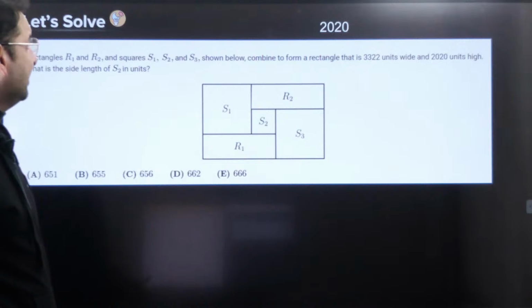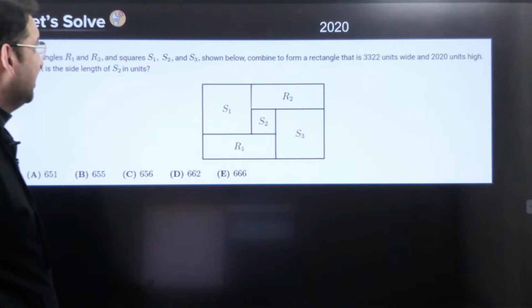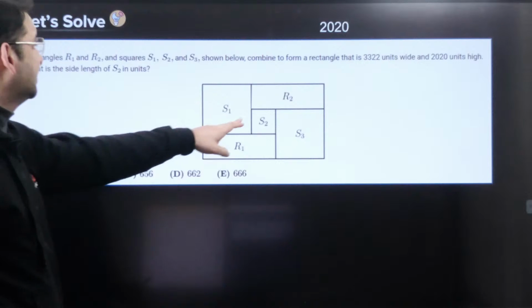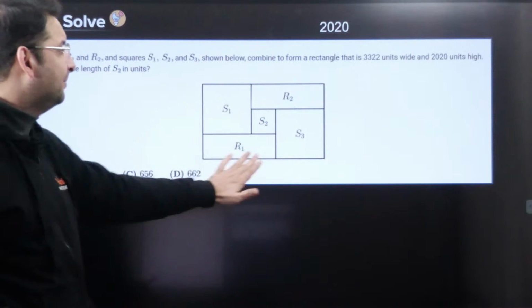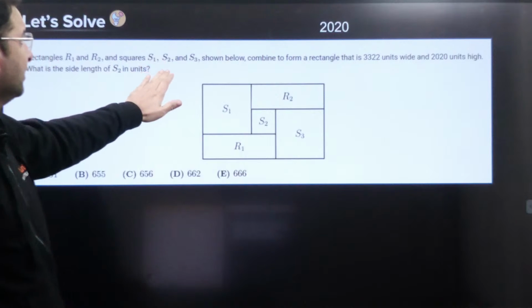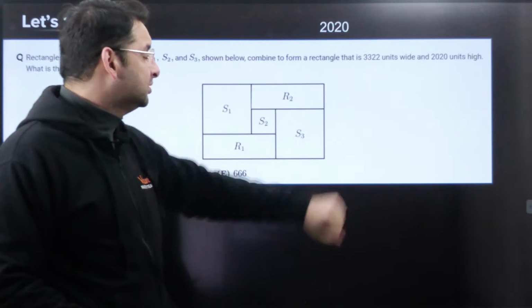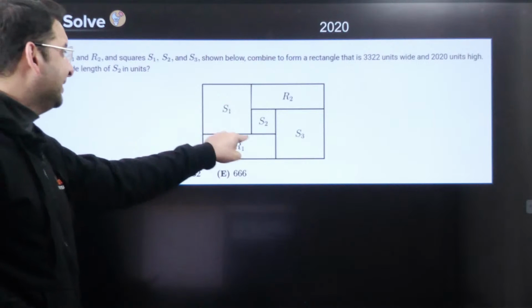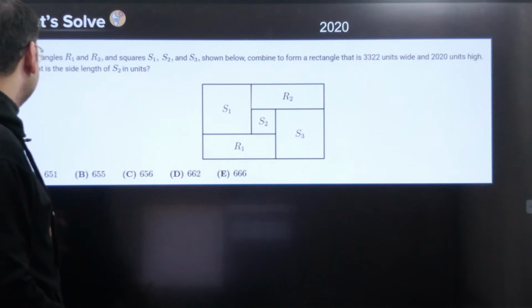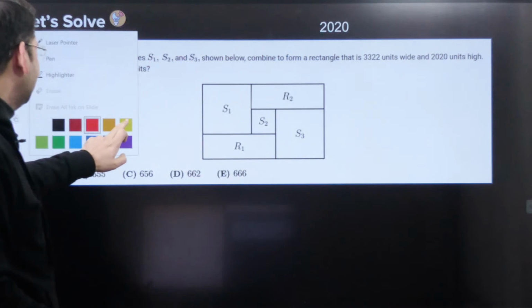Combine to form a rectangle that is 3322 units wide and 2020 units high. What is the side length of the square S2? So there are three squares, S1, S2, S3, and there are two rectangles, and they are combined to make a rectangle whose dimensions are 3322 and 2020. You need to tell me the dimensions of S2. This is what we need to identify and find.